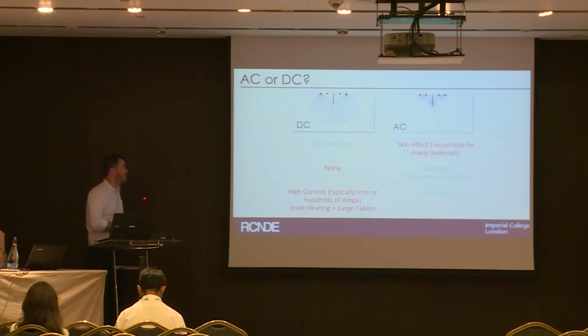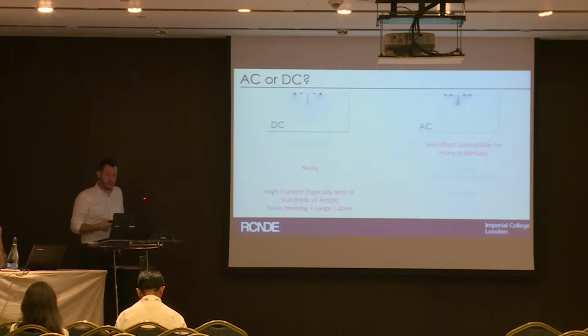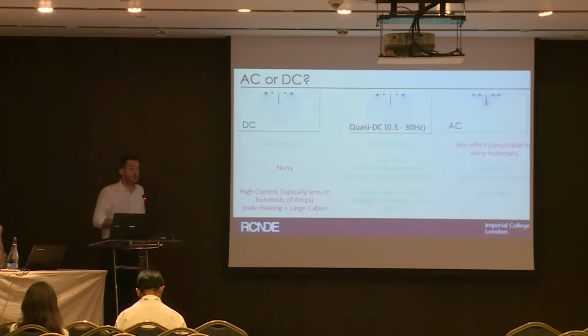On the other side, DC measurements are usually considered inherently noisy, and therefore we end up having to inject very high currents, which has all sorts of other problems, particularly practical problems associated with it. Our suggestion, of course, is that we go somewhere in the middle and use what we'll be calling Quasi-DC. So this is extremely low frequency AC, really.